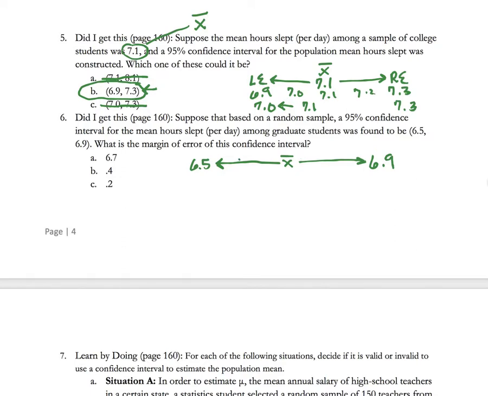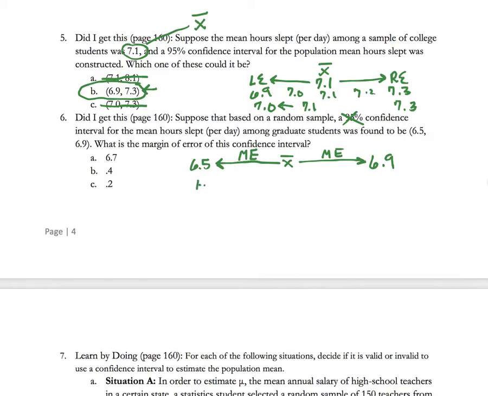And we know that each of these distances from the center to the endpoints is one margin of error. And honestly, that is regardless of the level of confidence. No matter what the level of confidence is, the distance from your sample value at center to either of the endpoints is always the margin of error.